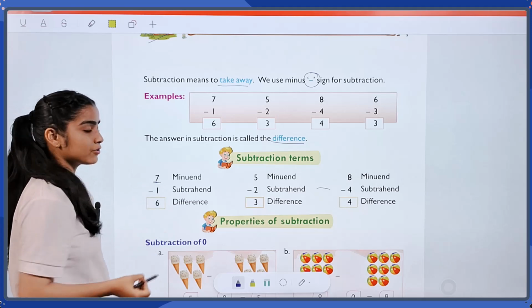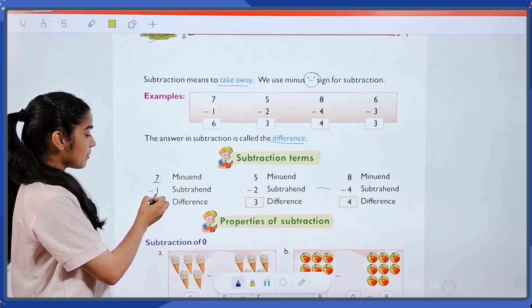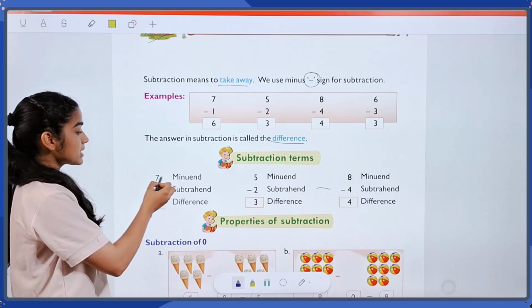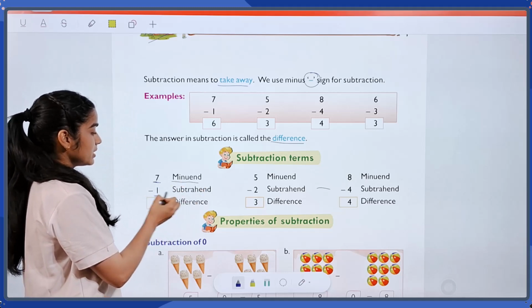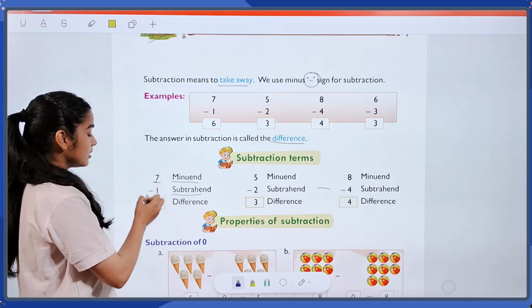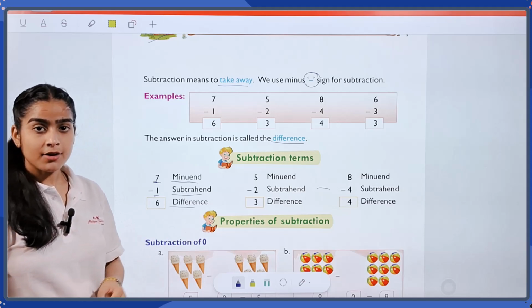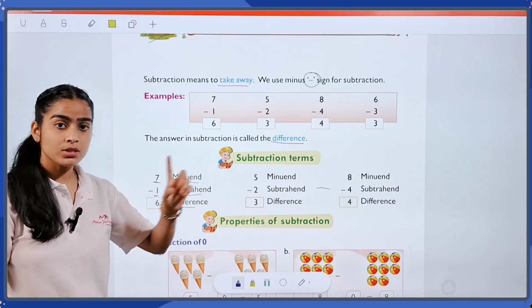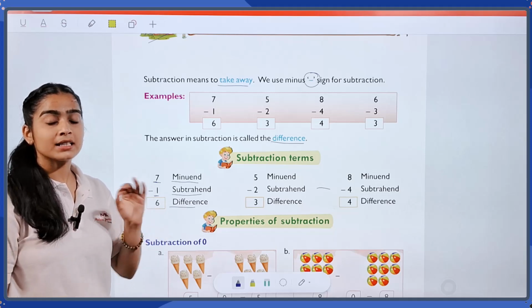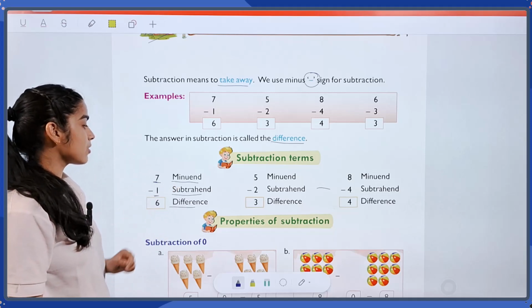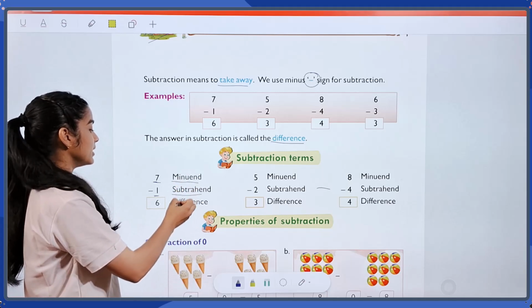This number, from which we subtract a particular number, it means we are subtracting 1 from 7. So that number is called minuend. The subtracted number is called subtrahend, and the result is called difference. So the number from which you have to subtract a particular number is called minuend, and the value which is subtracted from that number is called subtrahend. And the result of minuend and subtrahend is called difference.